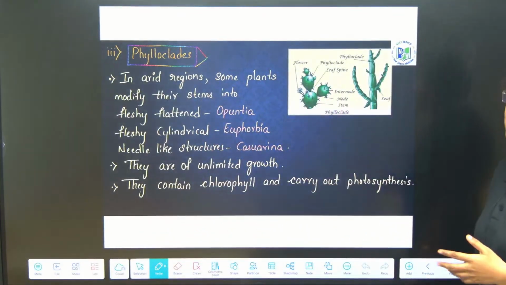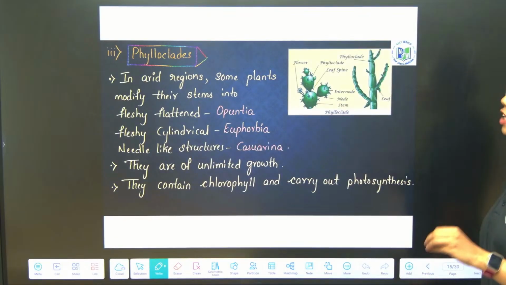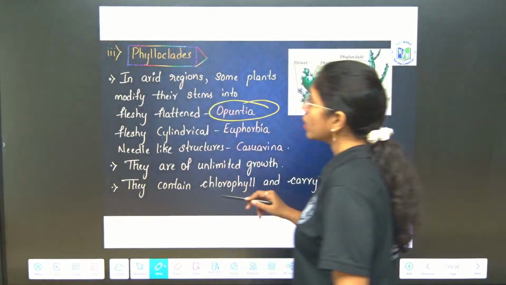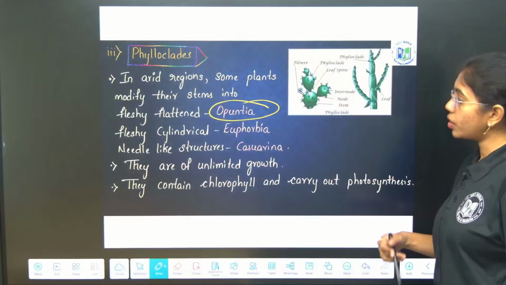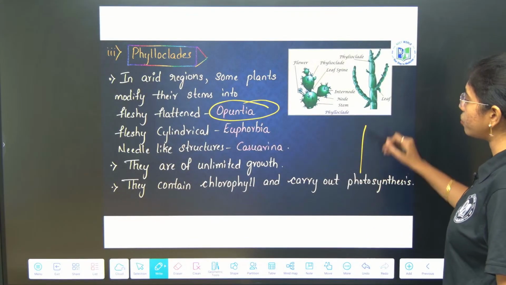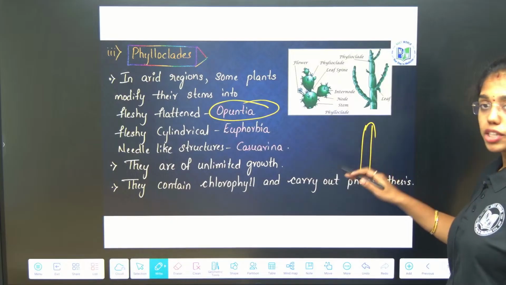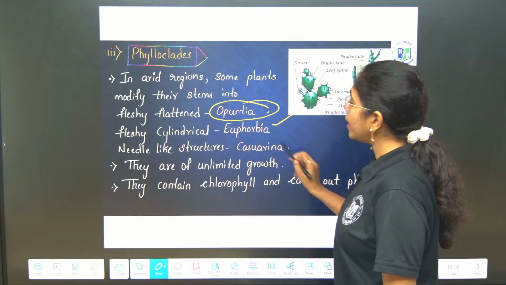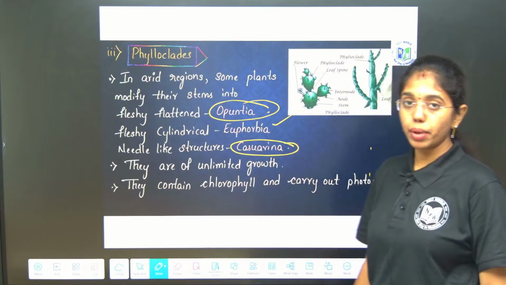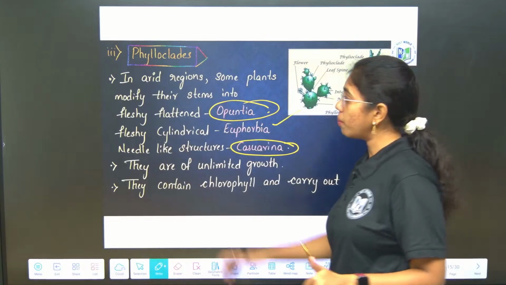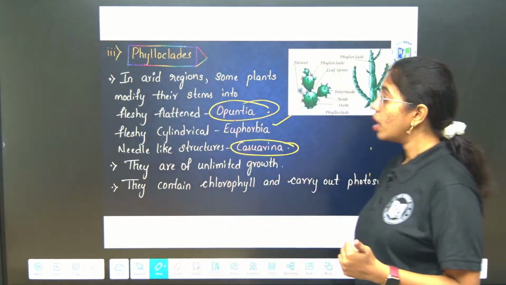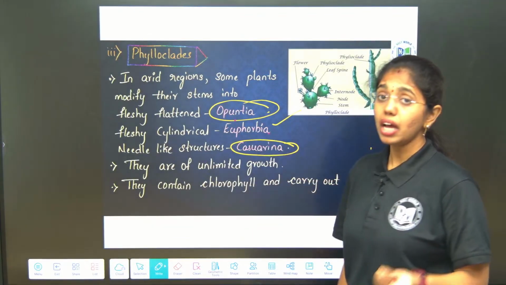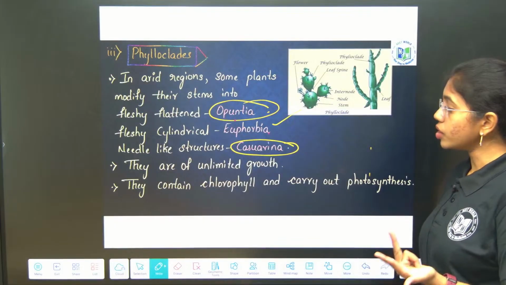Next is phylloclades. In arid regions, some plants modify their stems to what? Fleshy flattened opuntia. Okay, in arid regions, desert regions, some plants will modify stem structures into flattened, fleshy flattened opuntia, fleshy cylindrical euphorbia and needle like structures casuarina. Remember that stem modified to fleshy flattened structure is opuntia, stem modified to fleshy cylindrical structure is euphorbia, stem modified to needle like structures is casuarina.